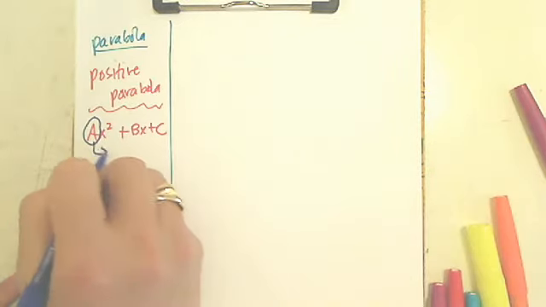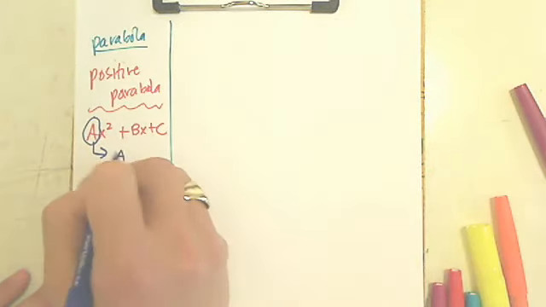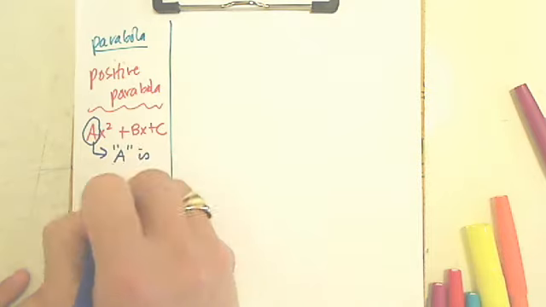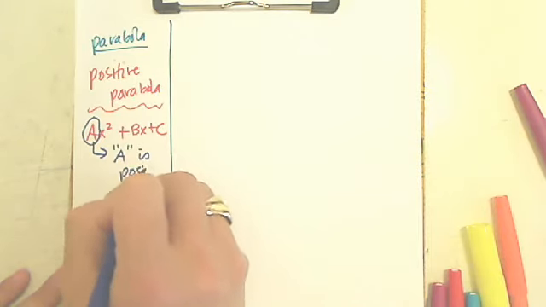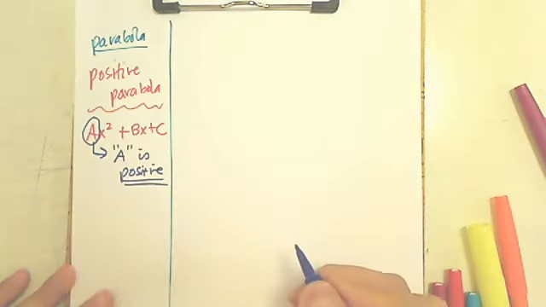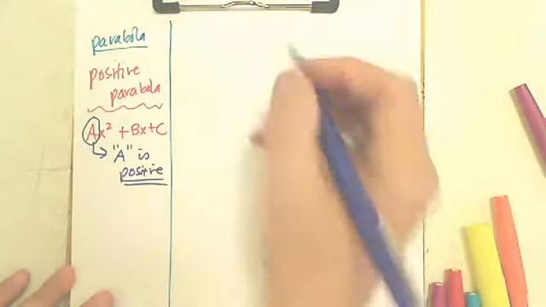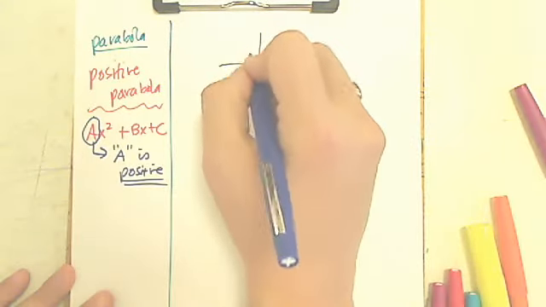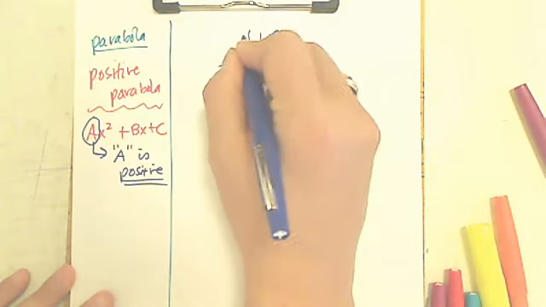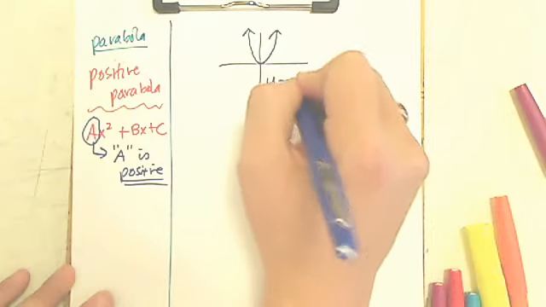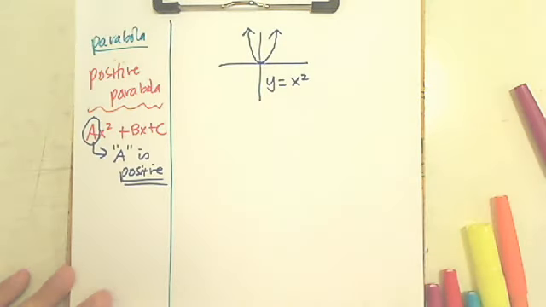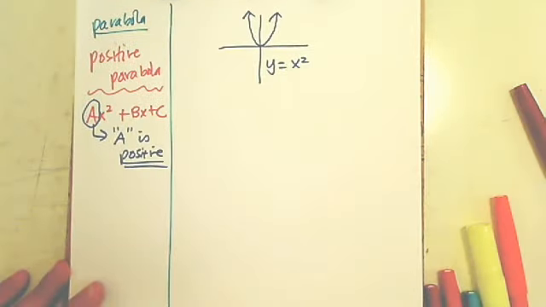If the a is positive, it opens up. Okay? If the a is positive, it opens up. Always. y equals x squared. If the a is positive, it opens up. It's a happy a.